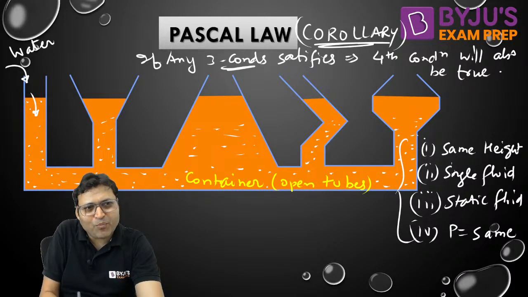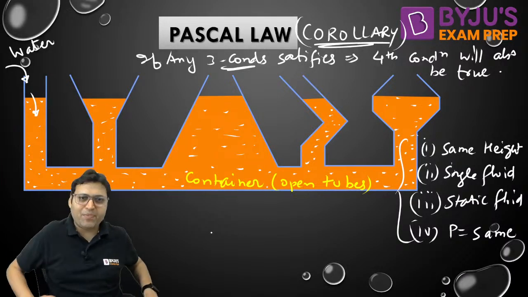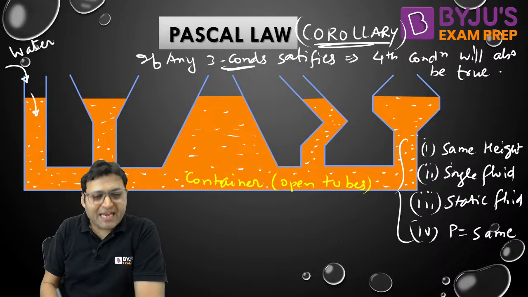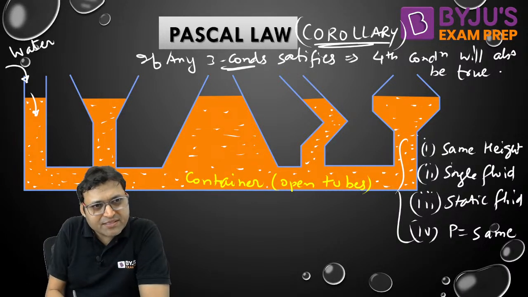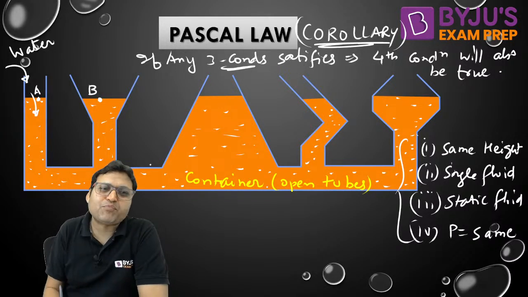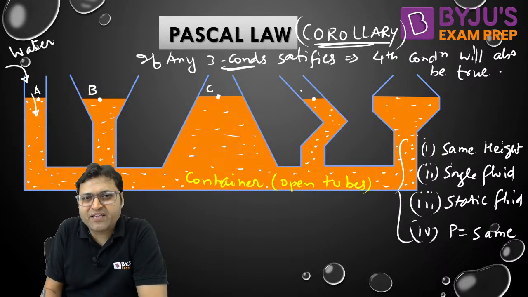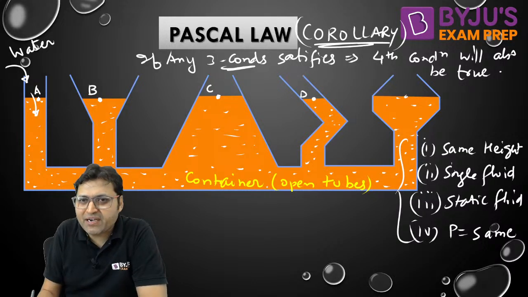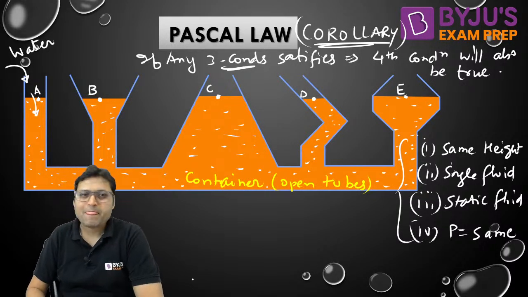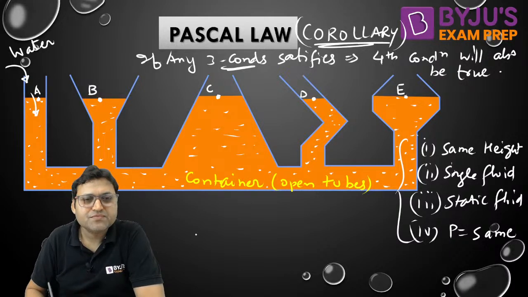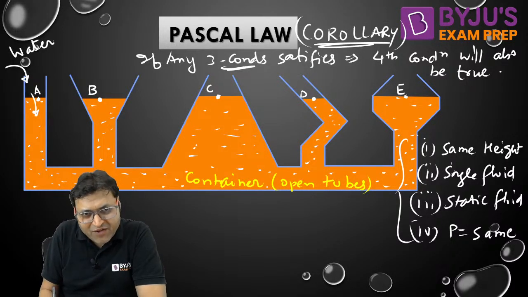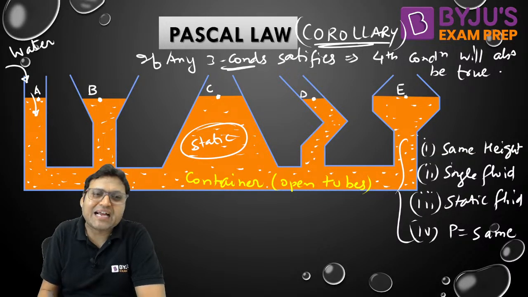And if we stop pouring the water, what will happen? Try to understand. Let us say this is point A, the free surface. This is the free surface, point B. This is the free surface of the third tube, point C. This is the free surface of the fourth tube, point D, and this is point E. All right. Now, can we say the water is static in the container and the tubes?